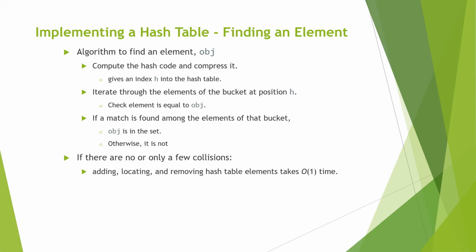So we focus on searching through that bucket and see whether that element is in that bucket or not. What we need to do is iterate through the elements of the bucket at position h. As I said, the bucket can be implemented by a linked list, so we can iterate through the linked list by creating an iterator. We have discussed how to iterate over a linked list before. We check to see if there is an element in that linked list equal to the object that we are looking for.